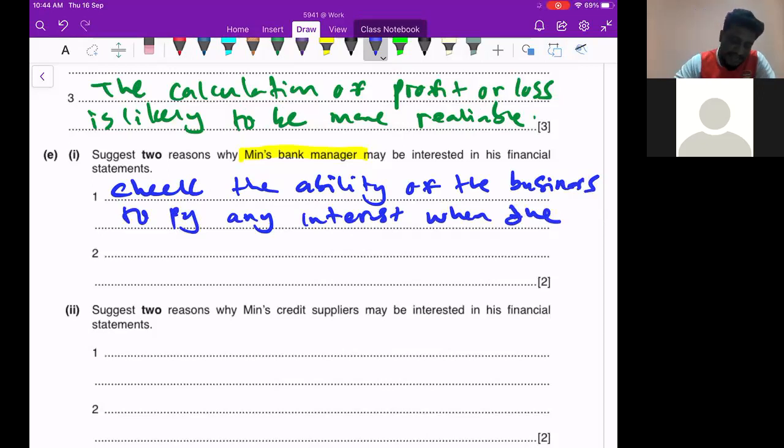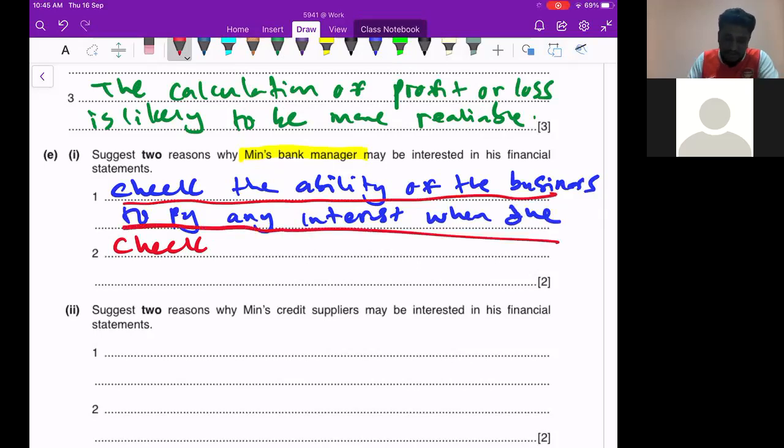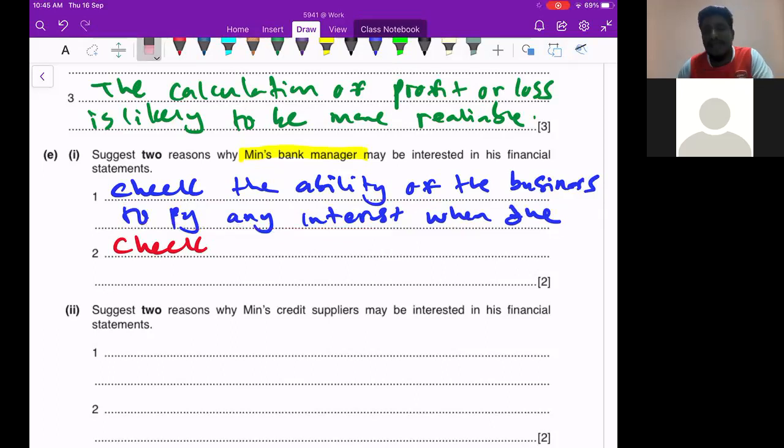Apart from that, the bank also will check the bank overdraft. But actually, I think the same answer. I don't want to repeat. Check the ability of the business to pay the bank overdraft. You can use the same sentence. For bank overdraft or interest, you use the same sentence.